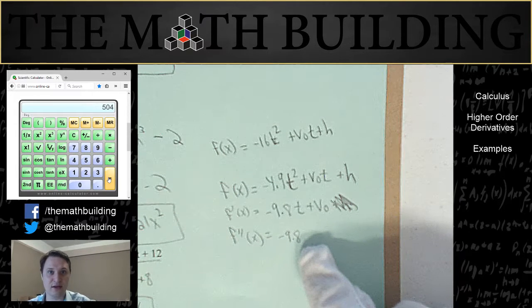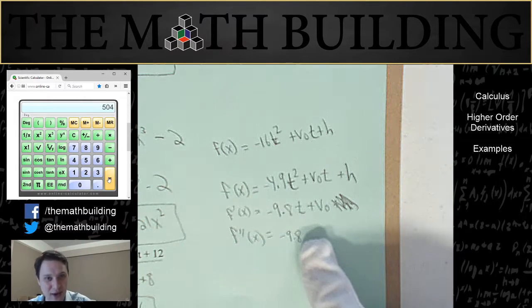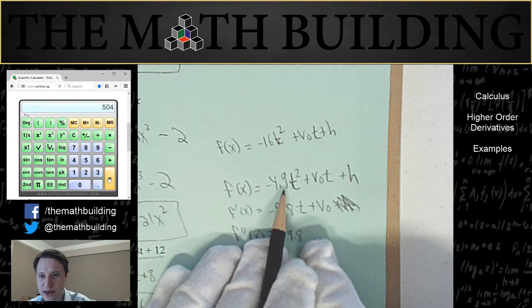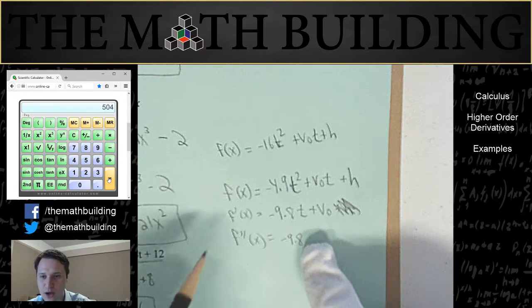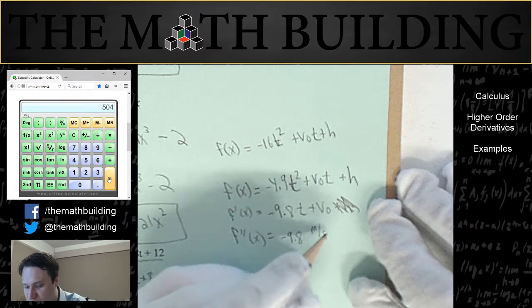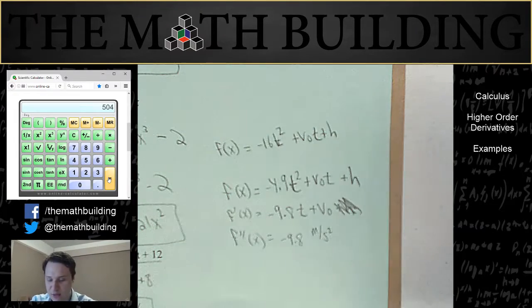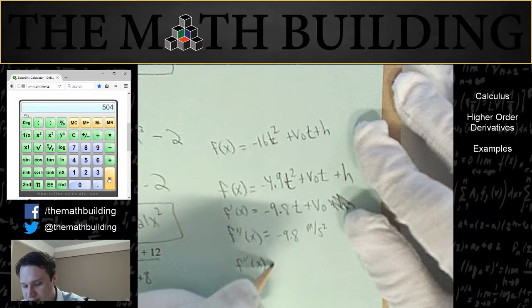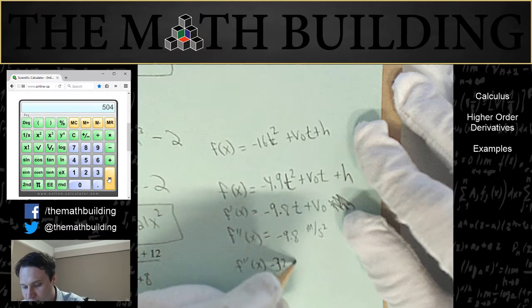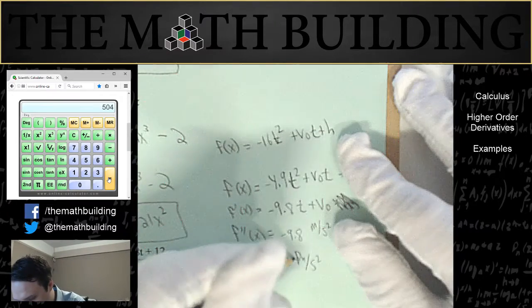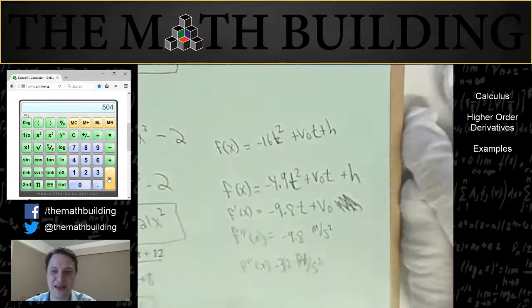Think about that for a second. That's the acceleration due to gravity. So that's why we use 4.9 or negative 16 in the equation, because the acceleration due to gravity is 9.8 meters per second squared in the down direction, or it's negative 32 feet per second squared if you're talking about feet and seconds.